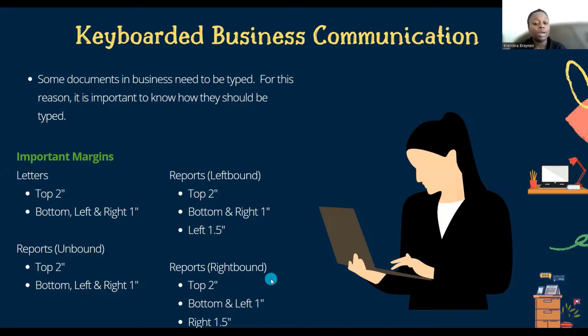When it's right bound, the left side is shorter than the right side. So the left side will be 1 inch and the right side will be 1.5 inches. No matter the type of report, the bottom is usually 1 inch and the top is usually 2 inches on the front page. Just like with a letter, the first page is 2 inches. The second page would normally have a top of 1 inch. That's important to know. I've seen questions that ask you to give the margins for these particular report styles.